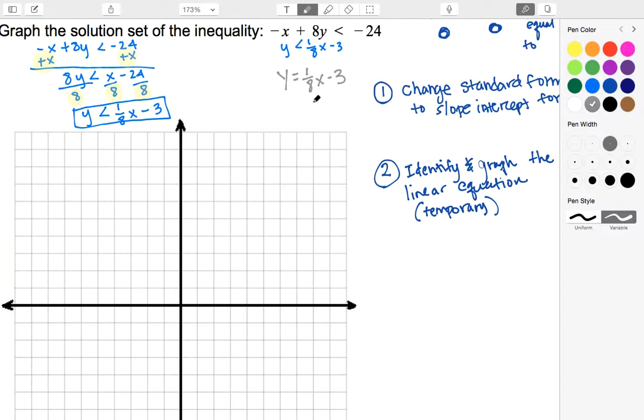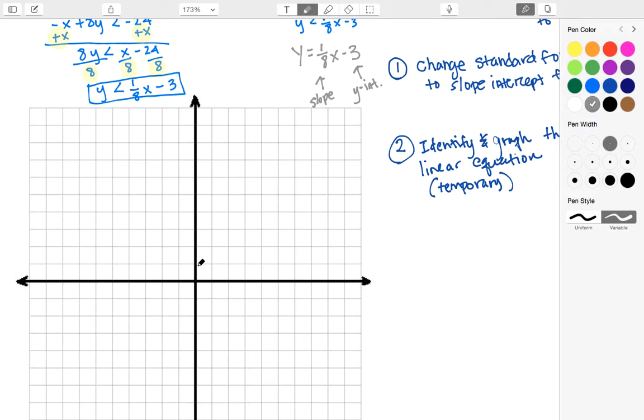Okay, so here I'm going to graph this. From this point, I know that this is my slope, and this is the y-intercept. And that's all I need to start graphing. So I find my y-intercept on my graph here. I find negative 3: 1, 2, 3. Here's negative 3. And then I go ahead and start graphing my slope. So I rise 1 and run 8: 1, 2, 3, 4, 5, 6, 7, 8. So here's my first point.